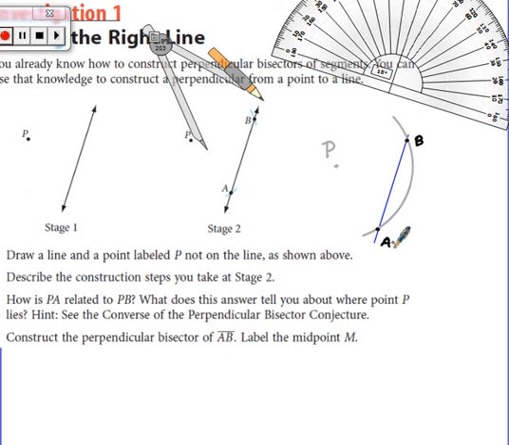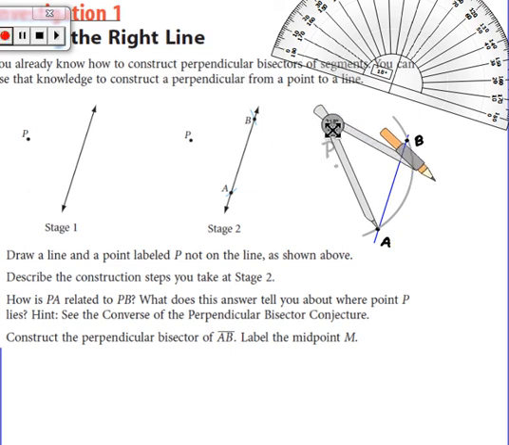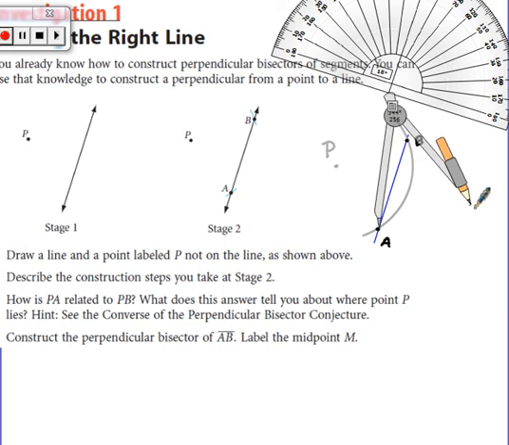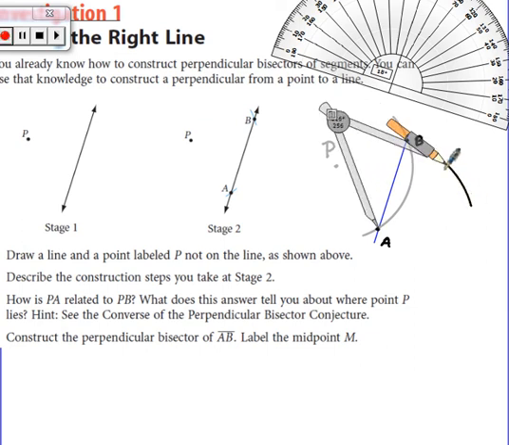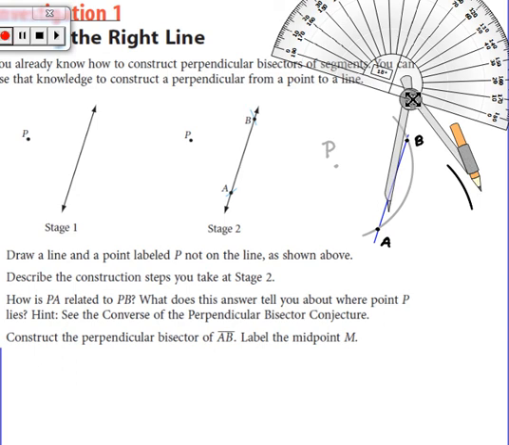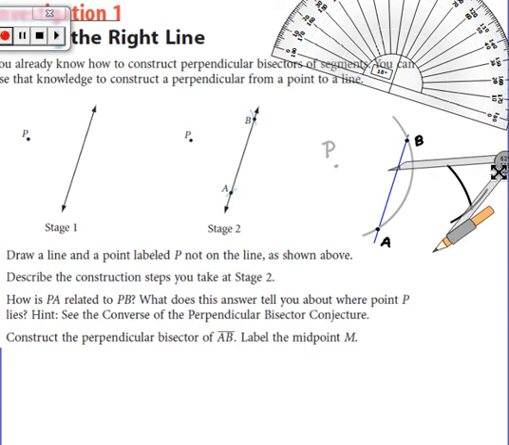So now I have a segment AB and a point P, and I want to draw a perpendicular bisector of AB. So since I already have point P that I know falls on that line, I can open my compass to any measurement that I want, as long as it's going to fit on my paper here, and they'll overlap. So I'm going to make one arc from A, and I'm going to turn my compass, same compass opening, and I will make another arc that intersects the first arc.